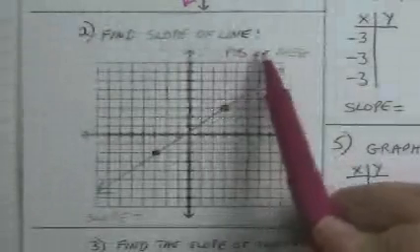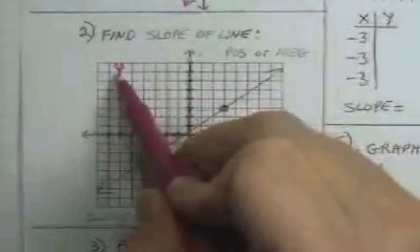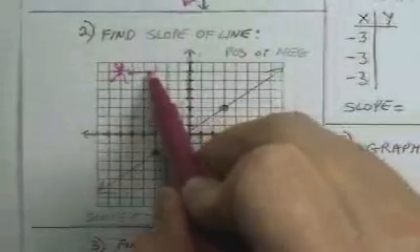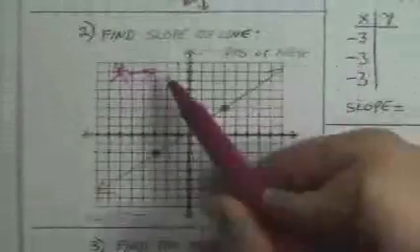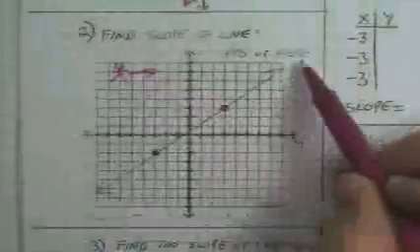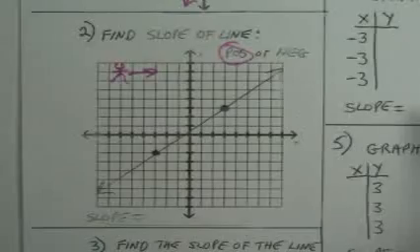Okay, number 2 says find the slope of the line. First of all, is this slope positive or negative? Well, remember, if you are a little man going left to right, you would be going uphill. You wouldn't be going backwards downhill. Uphill is positive. So it is a positive slope.